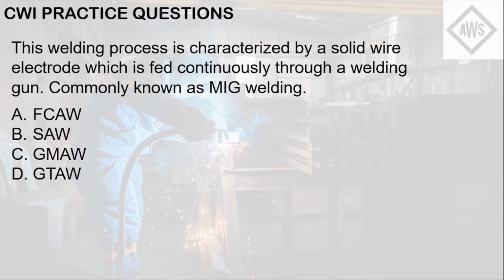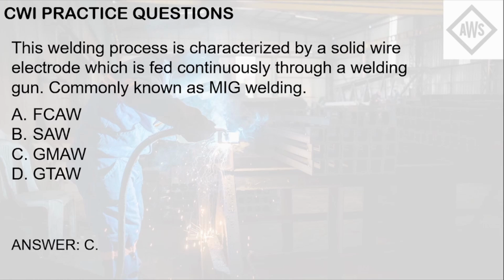So FCAW is characterized by a tubular electrode. So definitely that's not the answer. SAW is the submerged arc welding, which is an automatic welding process. GTAW is a welding process which consists of a filler metal or a filler rod with a tungsten electrode to heat and weld the metal. So that leaves us to the answer, letter C, GMAW.